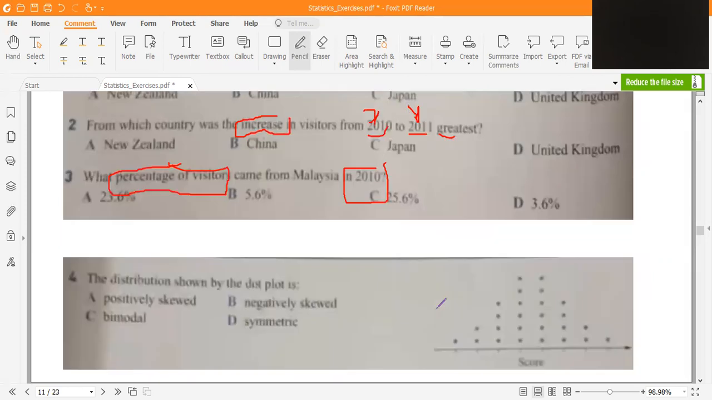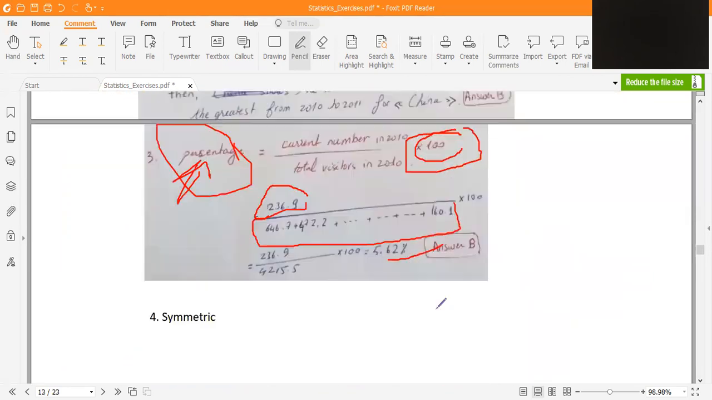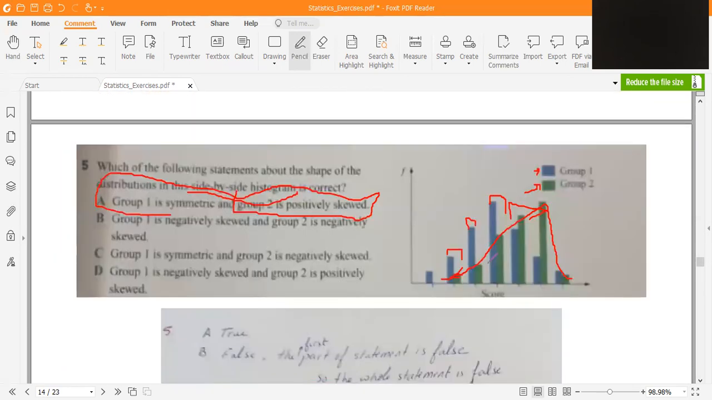Here we have the tail on the left, so negatively skewed, so it is false. Sorry, I made a mistake here. Okay, false here.